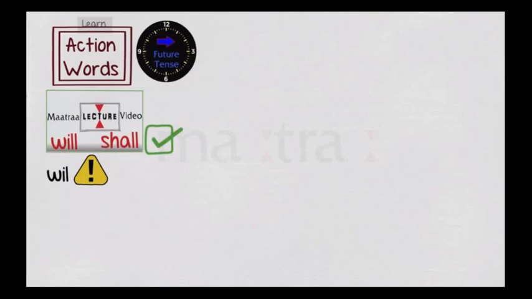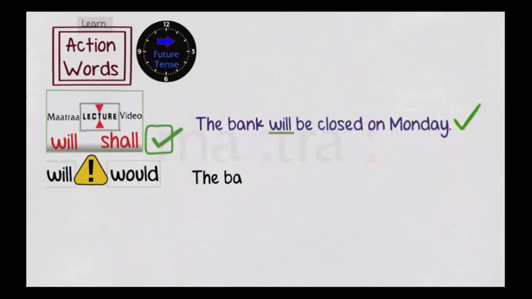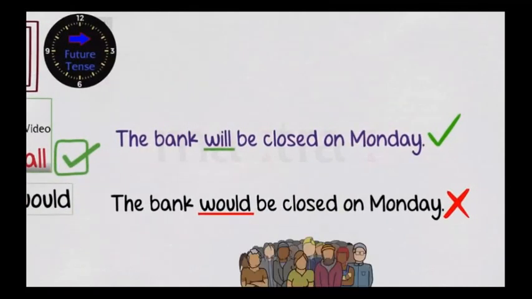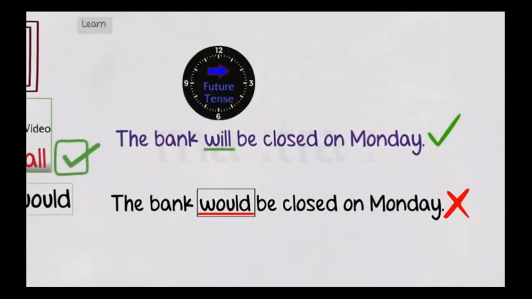We saw the difference between will and shall and how to use it correctly in the future tense. There is a difference in using will and would too. For example, the bank will be closed on Monday. The bank would be closed on Monday. Increasingly, we find that people use the word would in the future tense instead of will. This is such a huge mistake. There is a difference in the usage of these two words, and they cannot be replaced by each other.